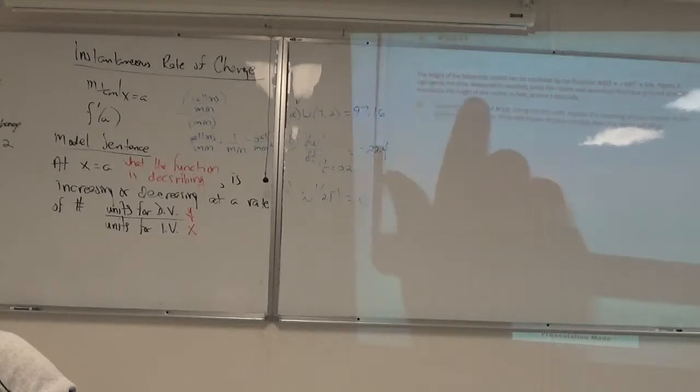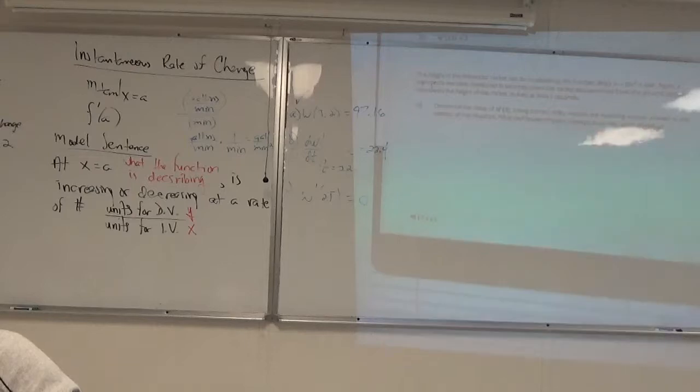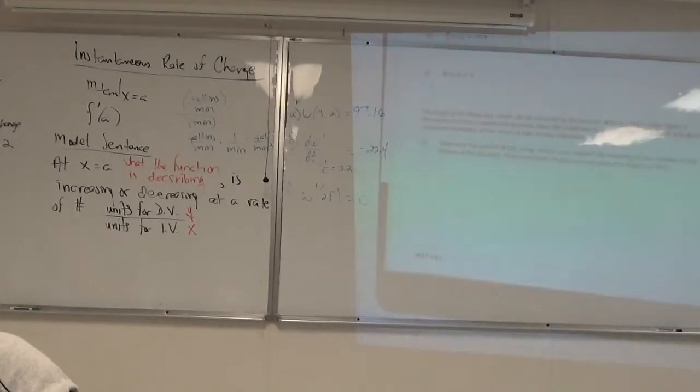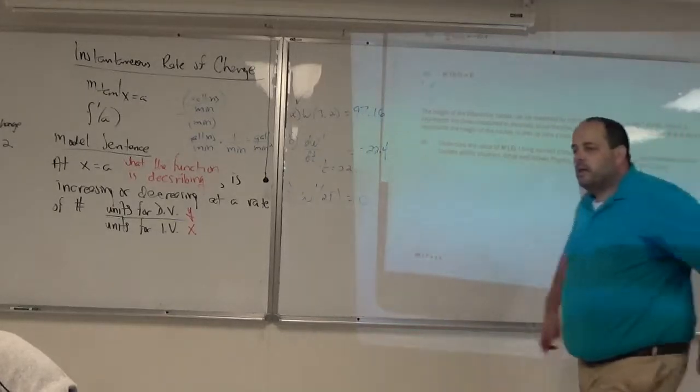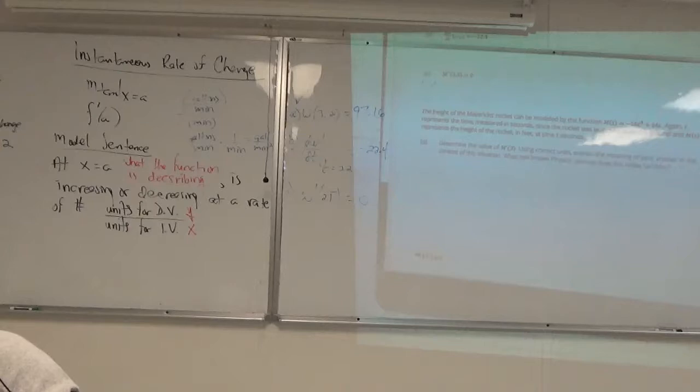The height of the Mavericks rocket can be modeled by the function m of t equals negative 16t squared plus 64t. Again, t represents time in seconds since the rocket was launched from the ground, and m of t is the height. Determine the value of m prime of 3. Show me what you can do. M prime of 3. What would you do?